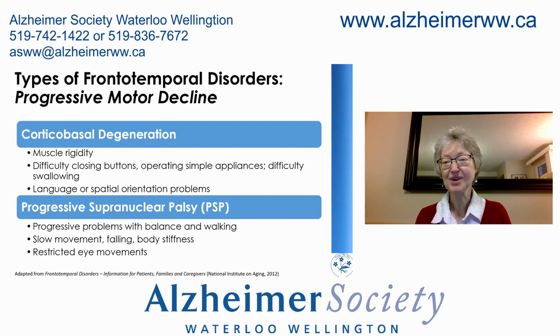And there's PSP, progressive supranuclear palsy, progressive problems with balance and walking, can often look a tiny bit like Parkinson's: slow movement, lots of falls, body stiffness, and they tend to have restricted eye movement. They really can't move their eyes up or down.